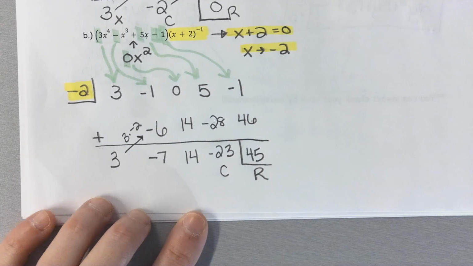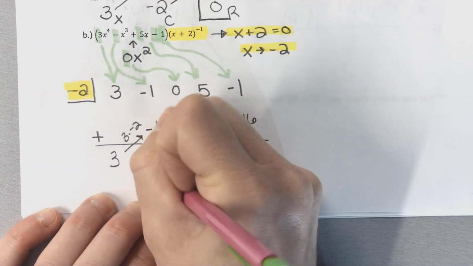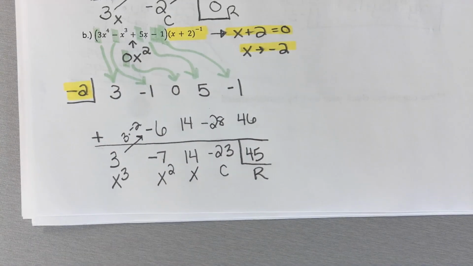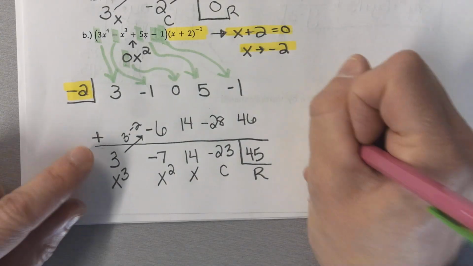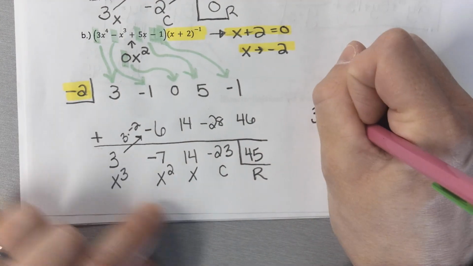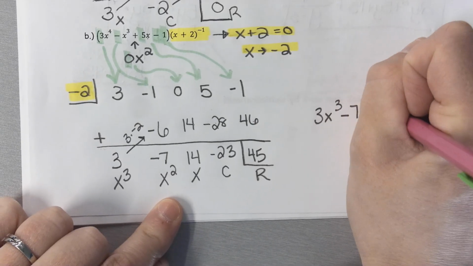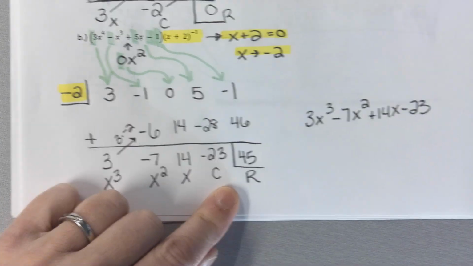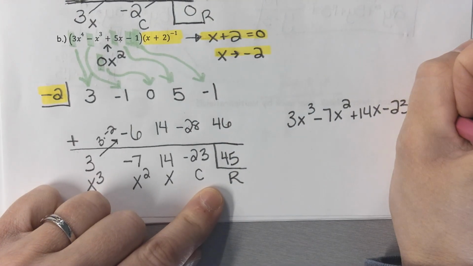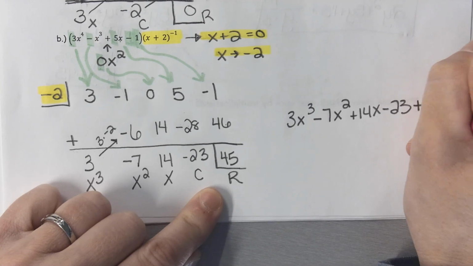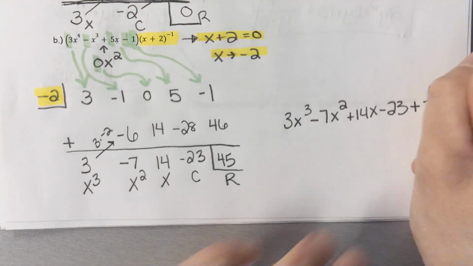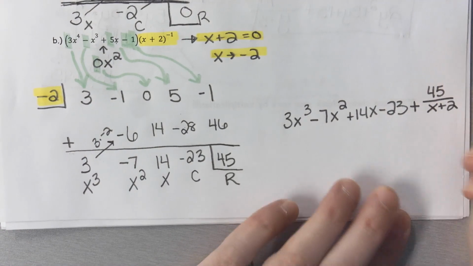This is my constant. This is my coefficient for x, my coefficient for x squared, my coefficient for x cubed, and if there were more, x to the fourth, x to the fifth, and so on. So here's how we write our answer. 3x cubed minus 7x squared plus 14x minus 23, that's my constant, plus the remainder. What should I put on the bottom of that fraction? Do you remember for the remainder? Yeah, this bit right here, if you have a remainder, goes on the bottom.